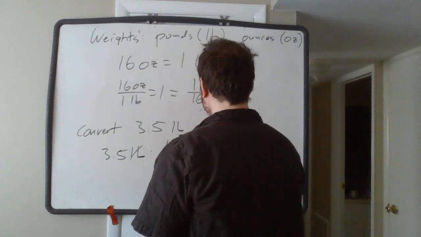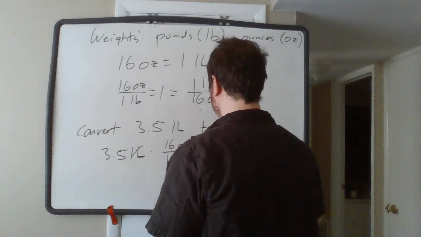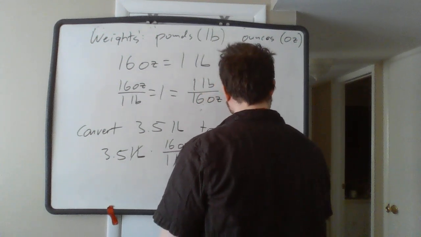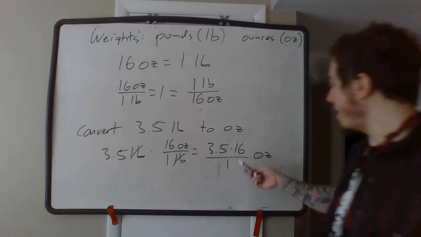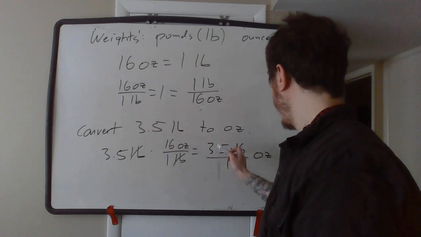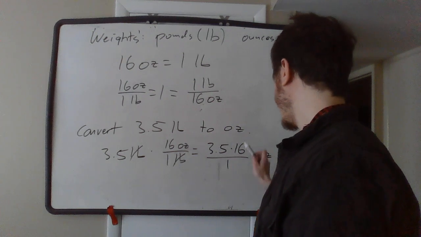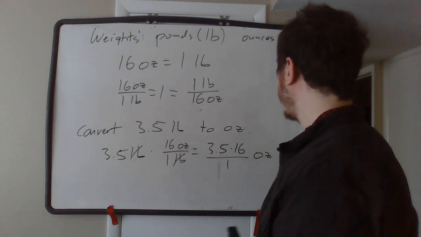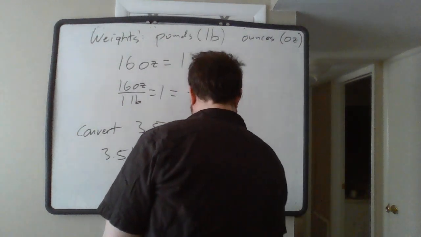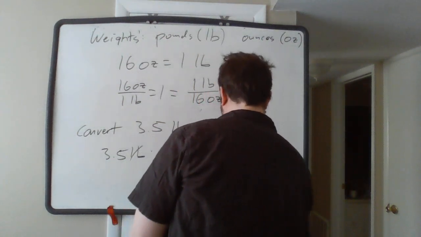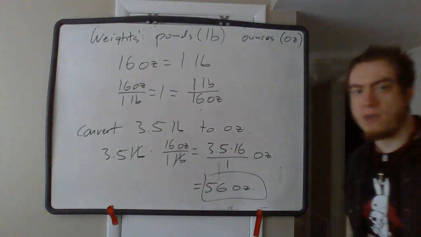This gives me 3.5 times 16 divided by 1, and of course this is going to be in ounces. So what is this going to come out to be? Well, 3 times 16 would give me 48, and 0.5 gives me 8. So 48 plus 8 is 56. So we get 56 ounces as our final answer.